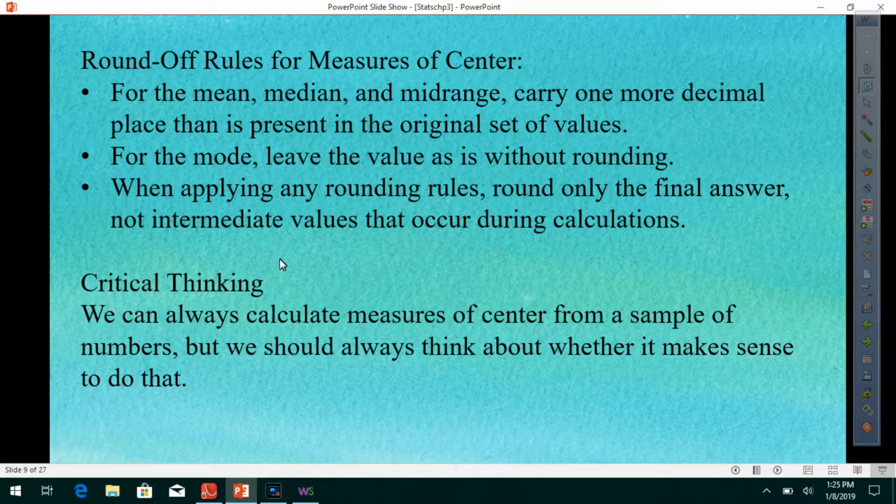Critical thinking. We can always calculate measures of center from a sample of numbers, but we should always think about whether it makes sense to do that.